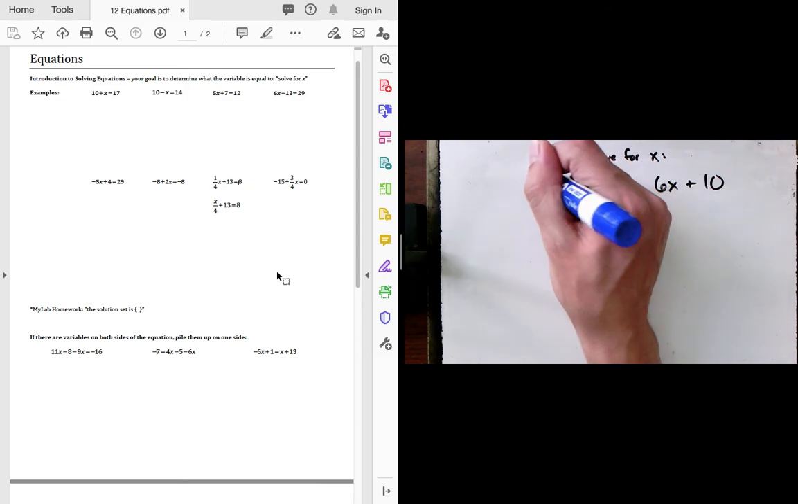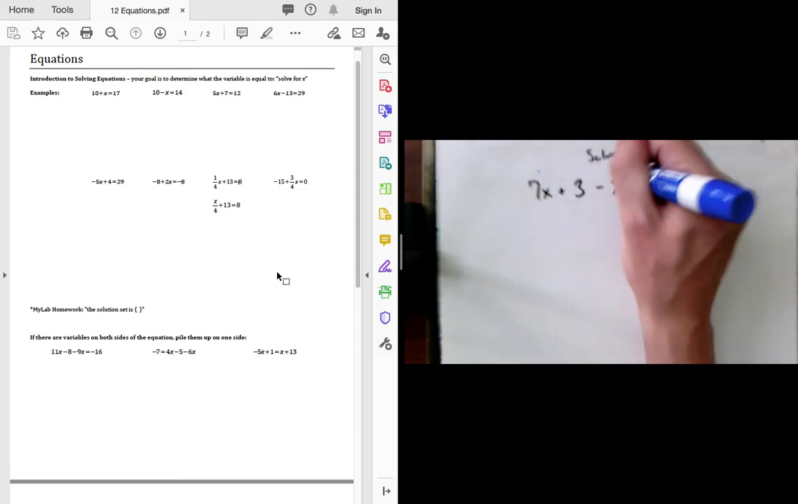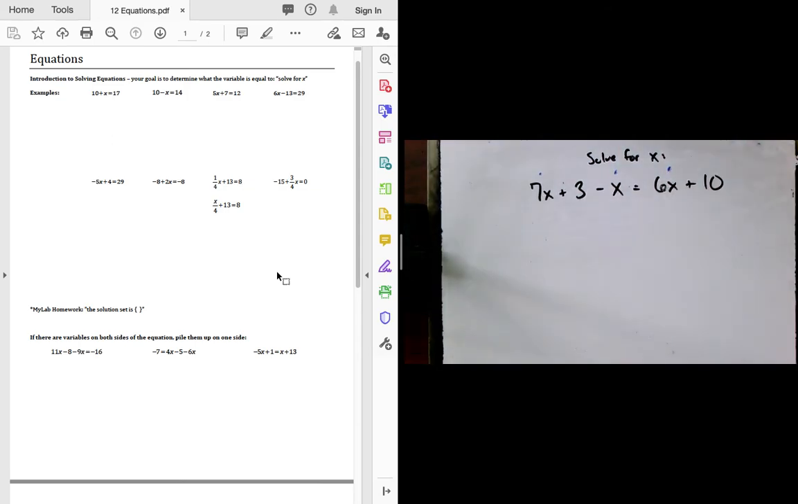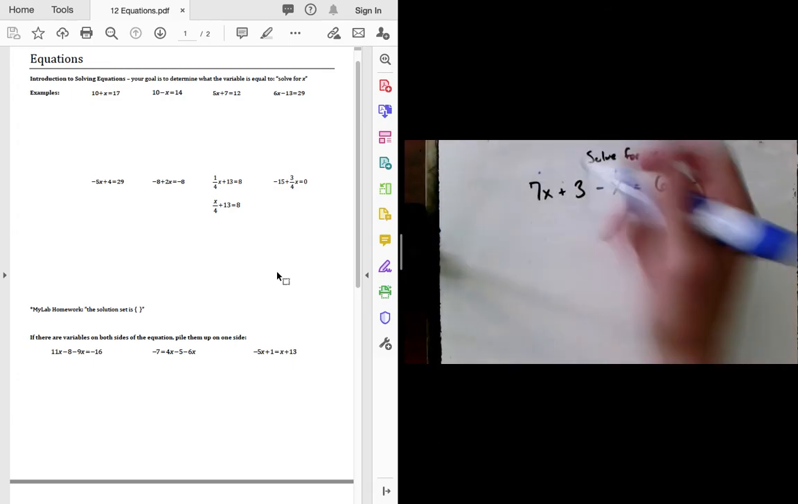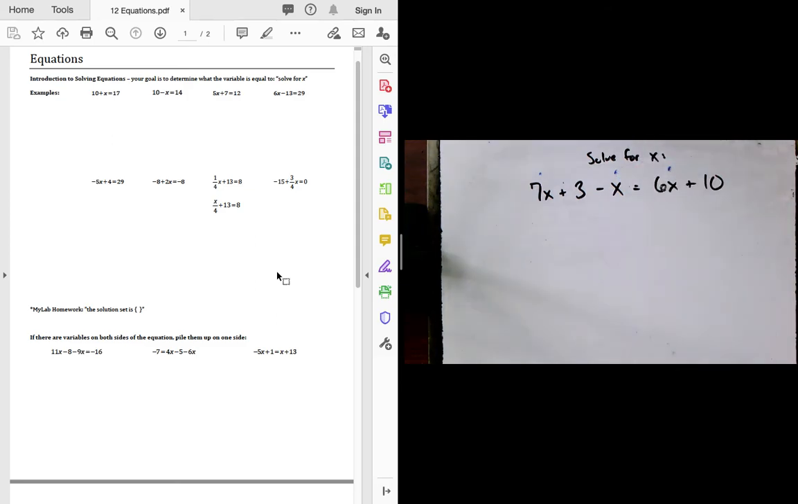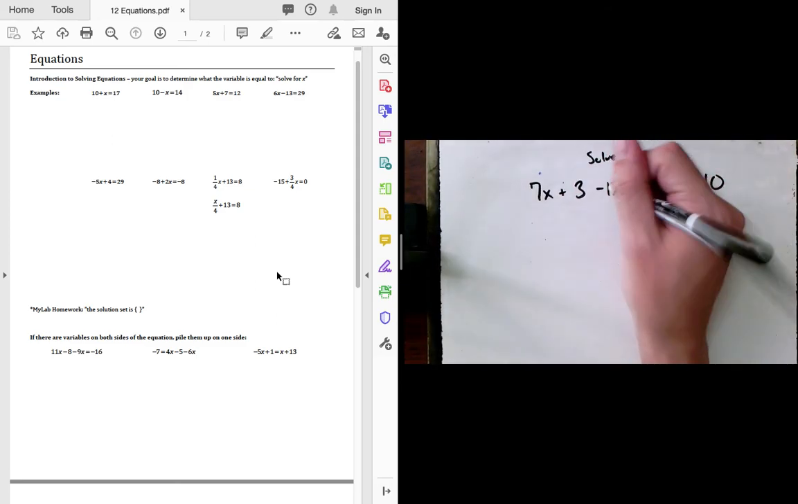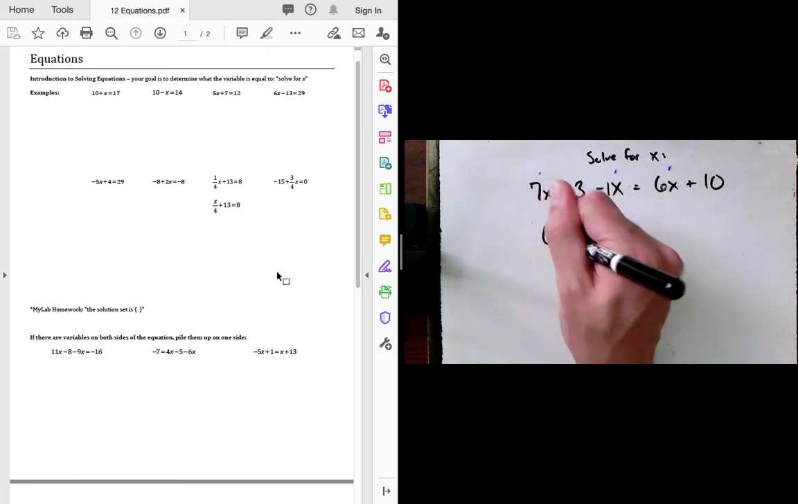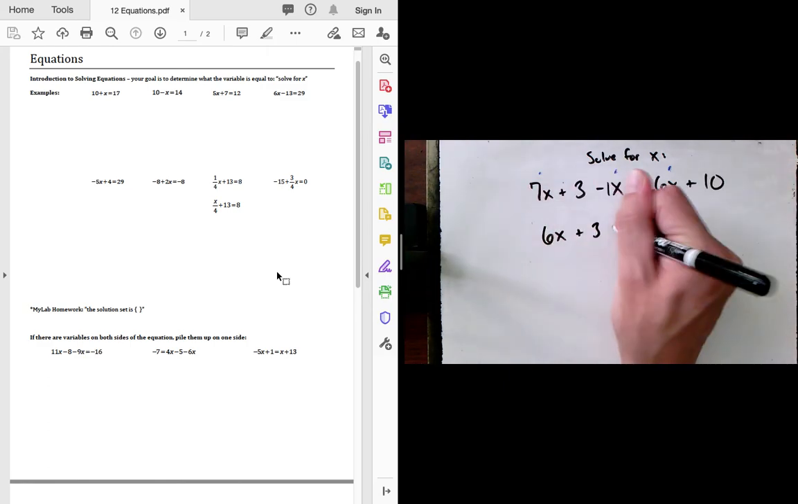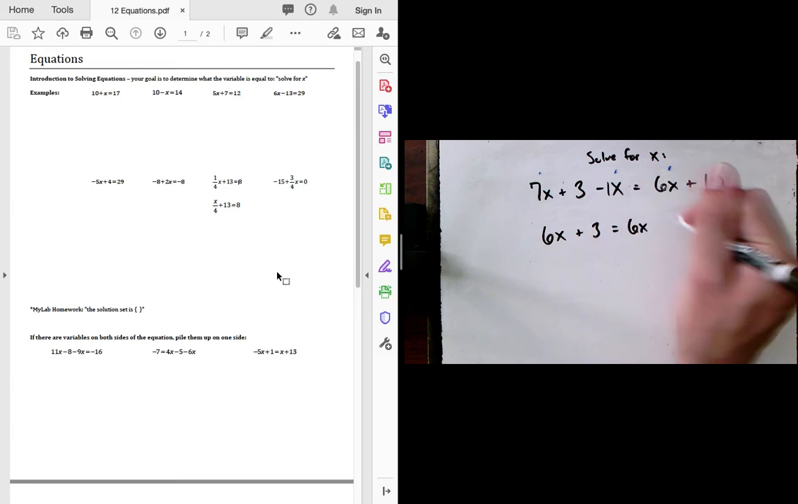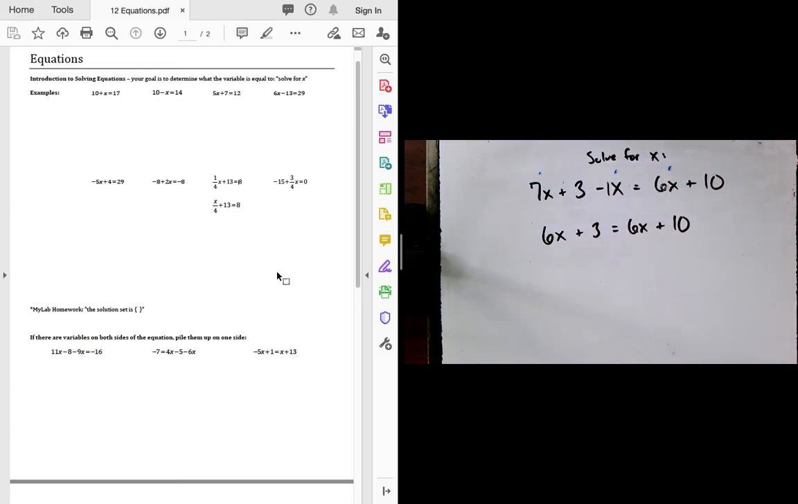We want to identify which terms have x on them. We're going to make sure that all of those are on the left-hand side, and we're going to combine those. Before we even move pieces around, notice that we have a 7x here and a minus x here. So we can combine those right away. 7x minus a single x is going to give us 6 of them. So at this point, I have 6x plus 3 is equal to 6x plus 10.